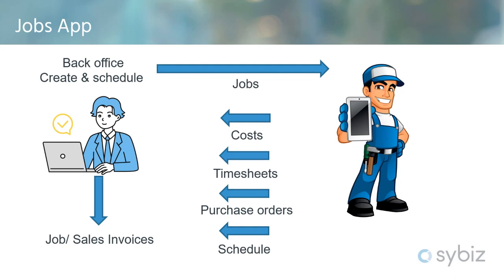And once they've done all the work that needs doing for those jobs, then it's back to the head office to then get either the costed invoices or sales invoices out the door. So that's just, I guess, giving you that crossover in the functionality between what happens at the back office compared to on the app.